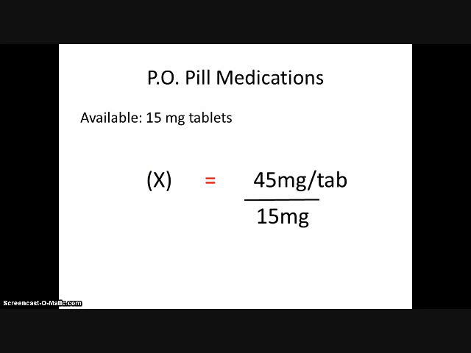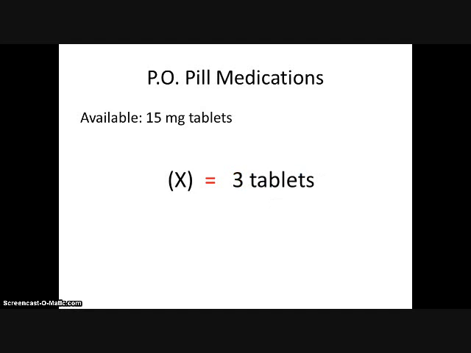Let's simplify it and get rid of the milligram units on the right. Scratch it out. And now we can divide 45 by 15. Remember to retain that tablet unit, and so it is 45 tablets divided by 15, which yields 3 tablets.